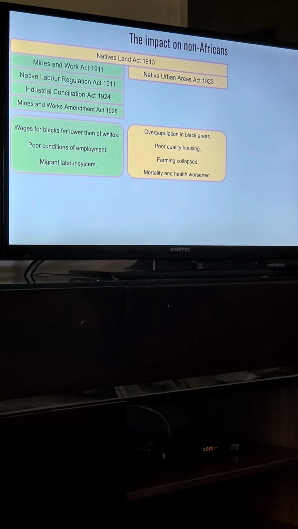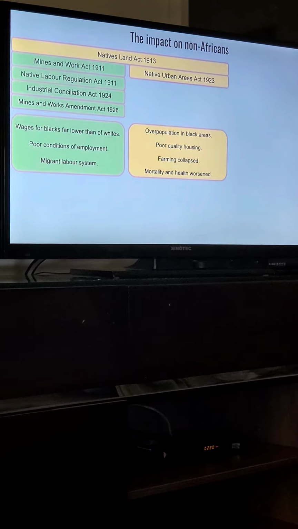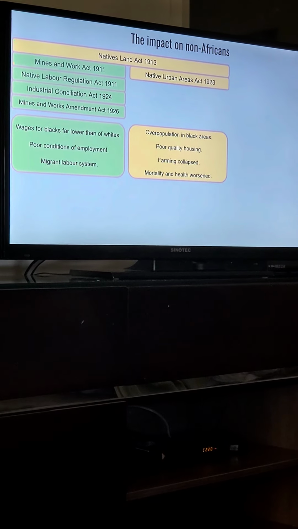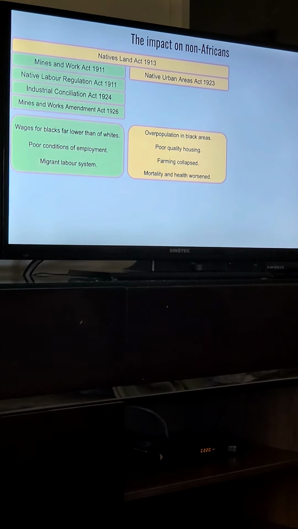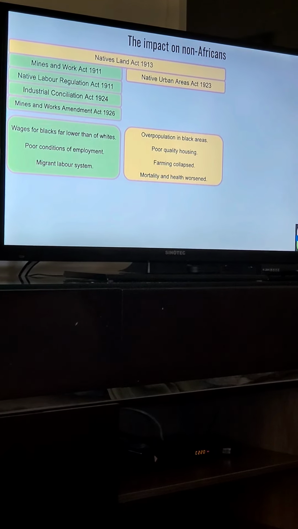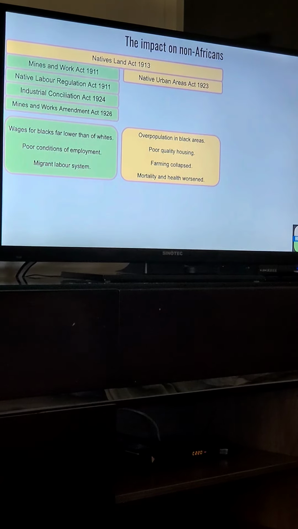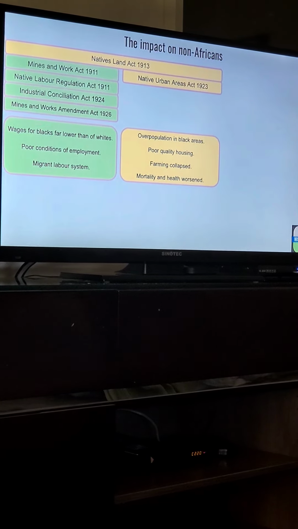of acts. The 4 acts in green all contributed to a system where blacks were on far less pay than whites. For instance, in 1939, white workers in factories and construction could expect over 5 times the pay of blacks. Meanwhile, conditions were poor with single-sex dormitories, dangerous conditions in the mines, and regular fines.